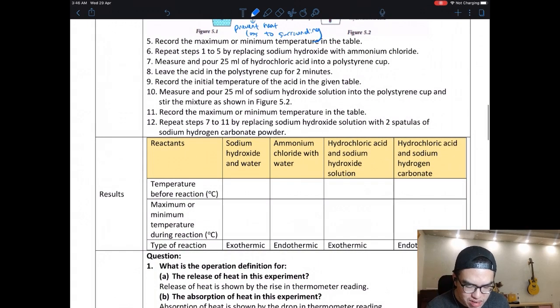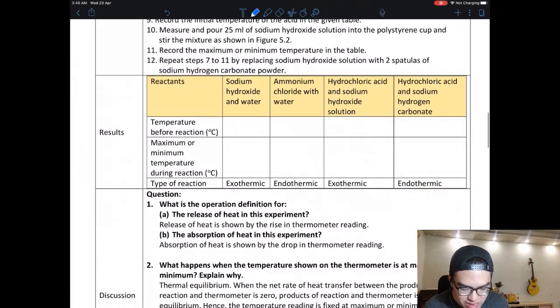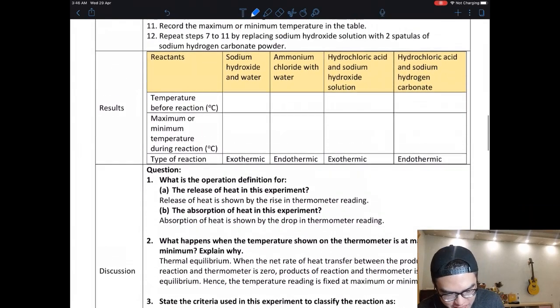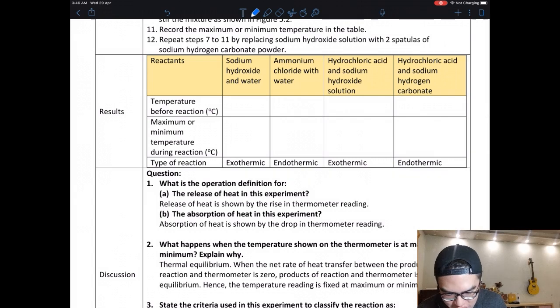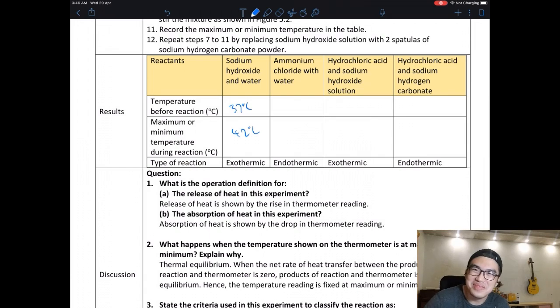Okay, they don't show the temperature here, but you should get higher. Before, let's say 37, you should get around 42 here. It's very small to see. That's why with 5 degrees you don't feel anything. When you touch it, you feel okay. You don't really feel anything.